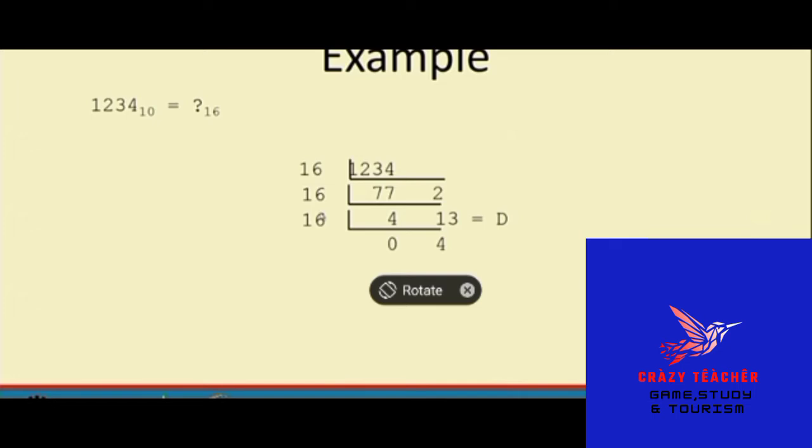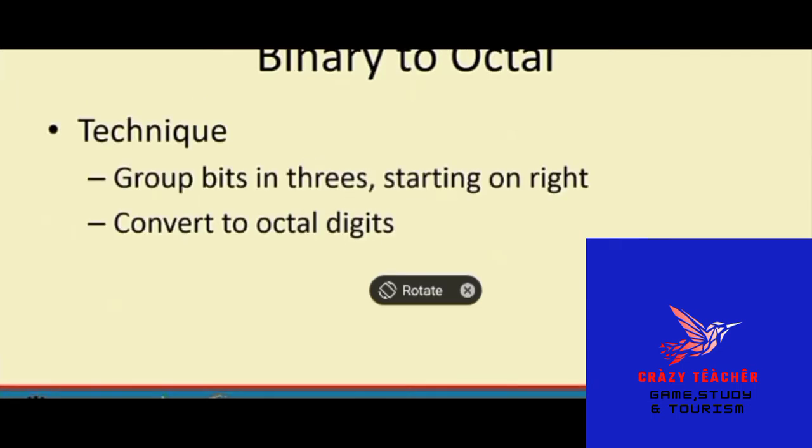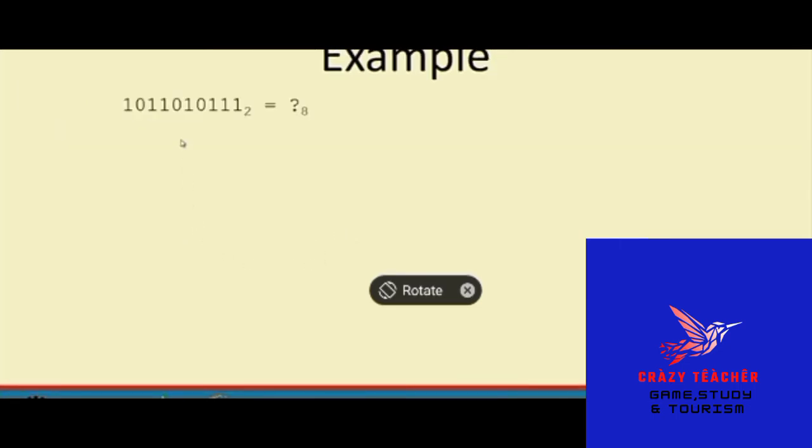Now you convert the 3-bit patterns into the corresponding octal digits. 1, 1, 1 is 7, 0, 1, 0 is 2, 0, 1, 1 is 3, and 0, 0, 1 is 1, and the corresponding number becomes 1327. So this is the corresponding number.